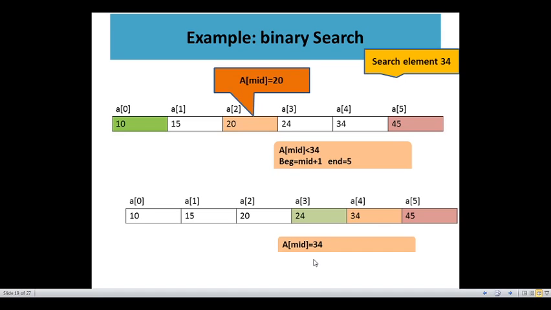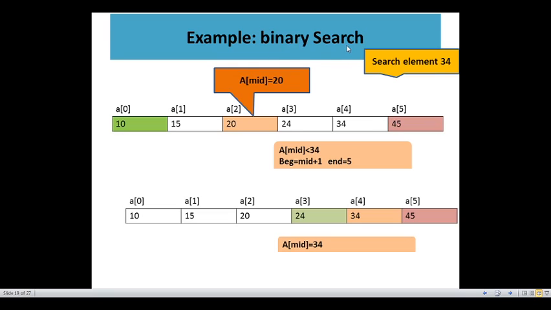Here is one example for binary search. The elements are 10, 15, 20, 24, 34 and 45. If we use sequential search, then it is necessary to compare 34 with 10, then 34 with 15, 34 with 20, 34 with 24, and 34 with 34. Here we find 34 equals 34, so the number of comparisons needed is 5.